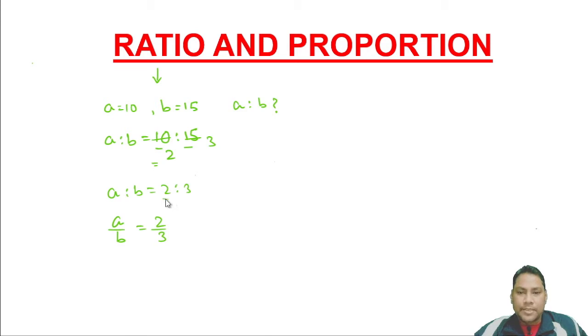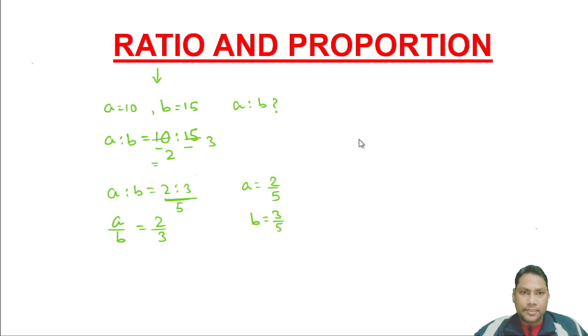Now what is the meaning of 2 is to 3? If we add these terms, it becomes 5. The value of A is 2 in the ratio of 5, meaning the value of A is 2 divided by 5, and the value of B will become 3 by 5.